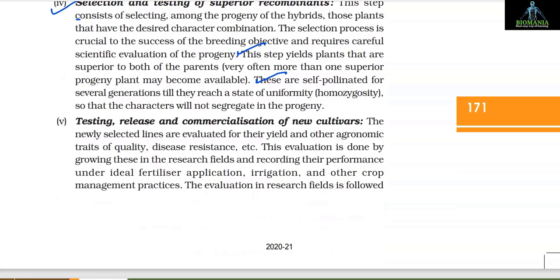in the progeny. Number 5, testing, release and commercialization of new cultivars. The newly selected lines are evaluated for their yield and other agronomic traits of quality, disease resistance, etc. This evaluation is done by growing these in the research field and recording their performance under ideal fertilizer application, irrigation and other crop management practices.